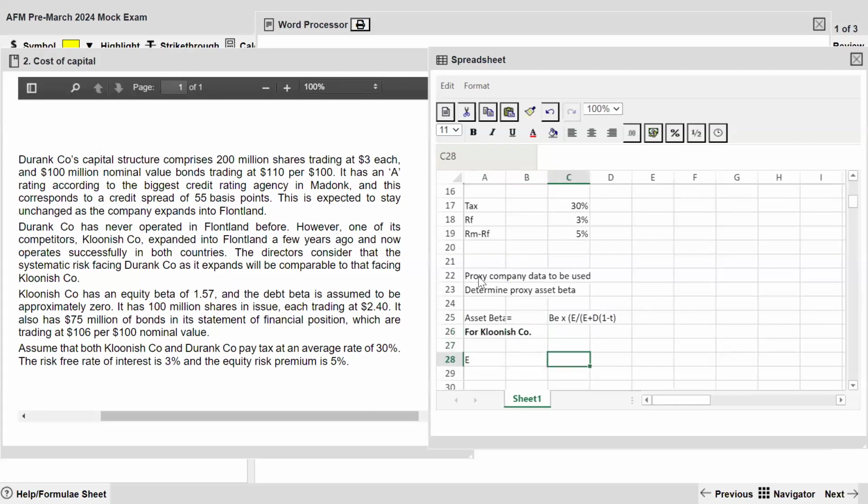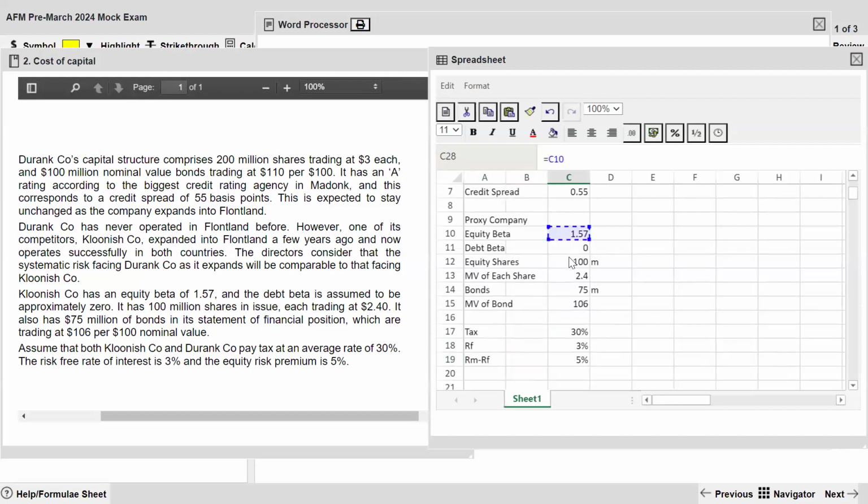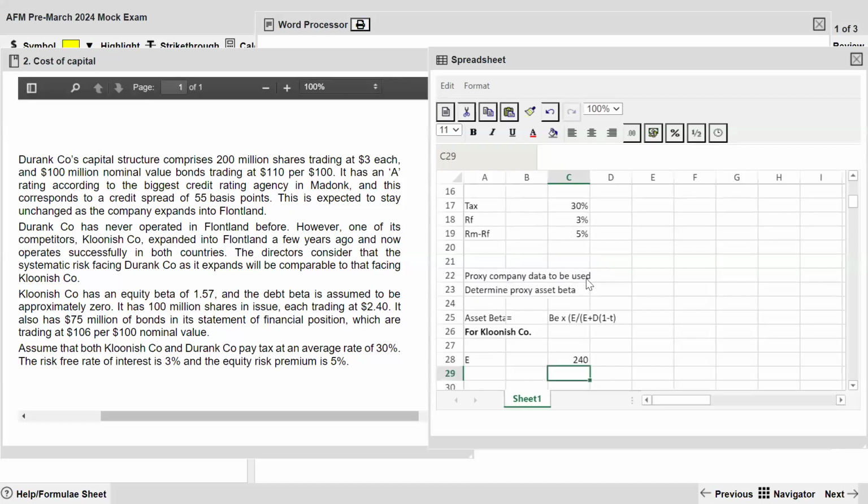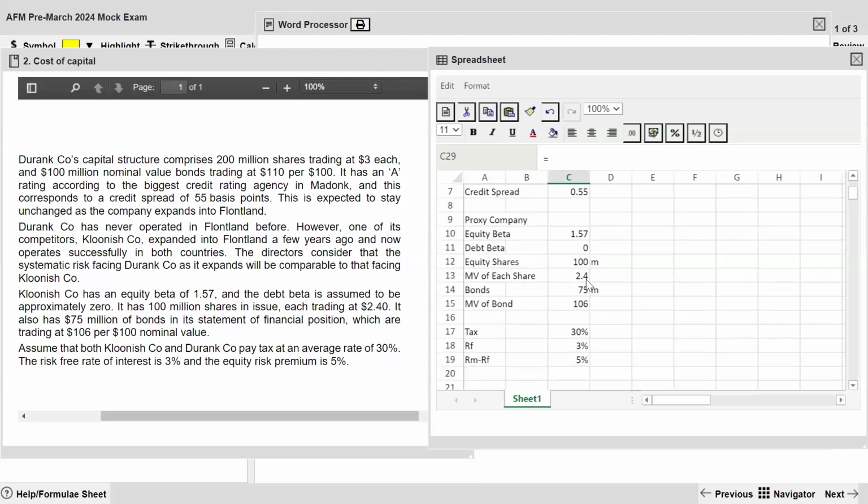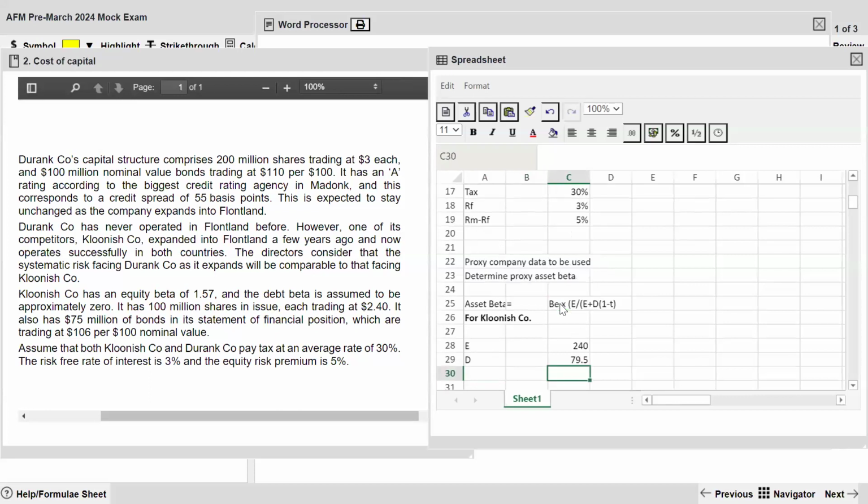the market value of equity is going to be 100 million shares multiplied by $2.4. The market value of debt is going to be 75 million bonds divided by 100 multiplied by 106, so 79.5 million. So what do you have? You have got 240 million and you have got 79.5 million.